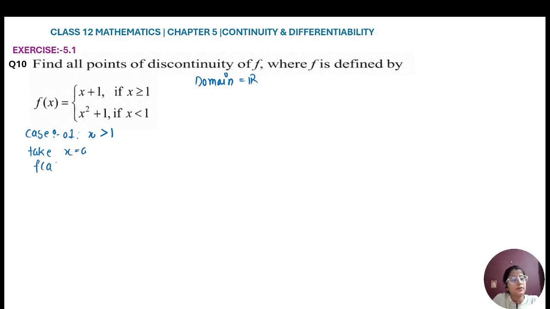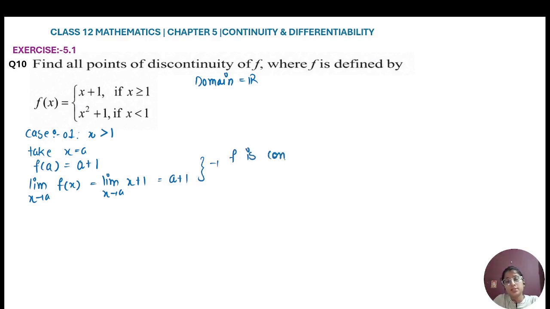First we find our function value. For x greater than 1, our function is defined as x plus 1, so f of a will be a plus 1. Now let's find its limit value. This will be limit x tends to a of f of x. For x greater than 1, the function value is x plus 1, so this limit will be nothing but a plus 1. As you can see, our function value and the limit value are the same. So from here we get that f is continuous at x equals a.